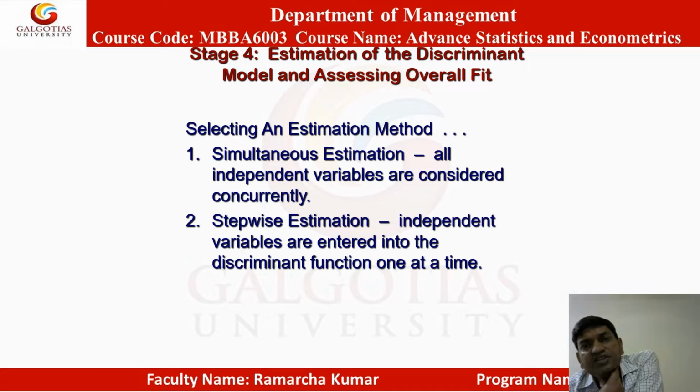Stage 4 is estimation of discriminant model and assessing overall fit. Selecting an estimation method: simultaneous estimation, in which all independent variables are considered concurrently. That means at the same time you are including and considering all independent variables. And stepwise estimation, in which independent variables are entered into the discriminant functions one at a time.